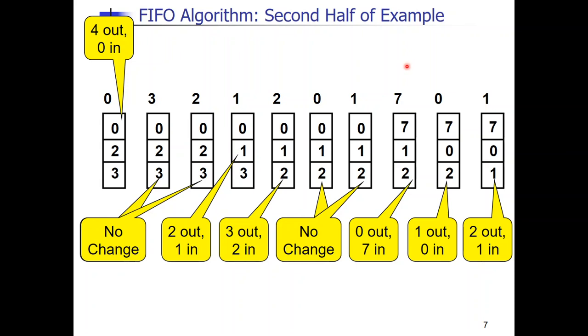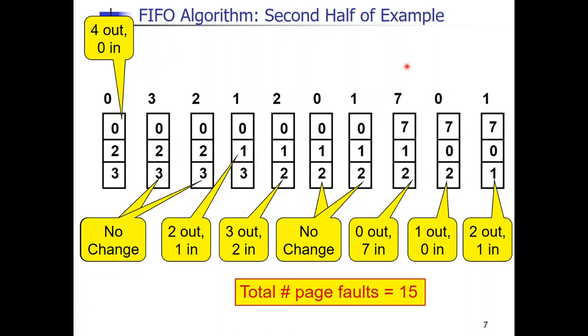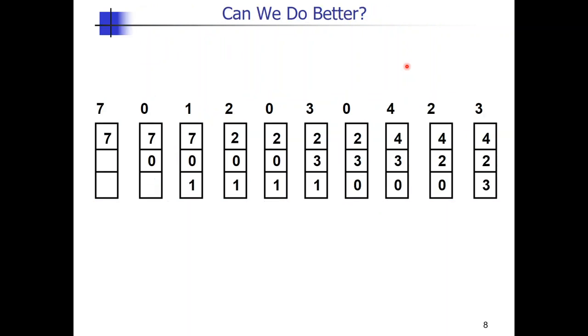So let's see how many total page faults we end up with. It looks like we end up with 15, 9 from the previous half and 6 from this half. So a total of 15 page faults, which means we have 15 divided by 20. So that's a 75% page fault ratio, or page fault percentage. That's pretty high. So the next question is, can we do better?